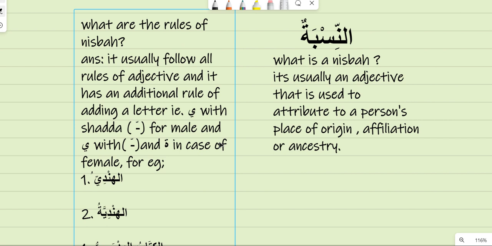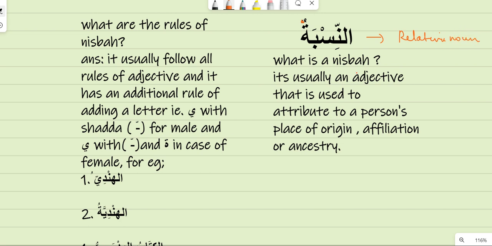So let's see here, the al nisbah. Sorry, it's a typing mistake. It should be a single haraka here. Nisbatu. What is nisbah? It is usually an adjective. As you use an adjective for a noun, nisbah also acts as an adjective, but it is known in English as, you can call it, a relative noun. It is usually an adjective that is used to attribute to a person's place of origin, affiliation, or ancestry.